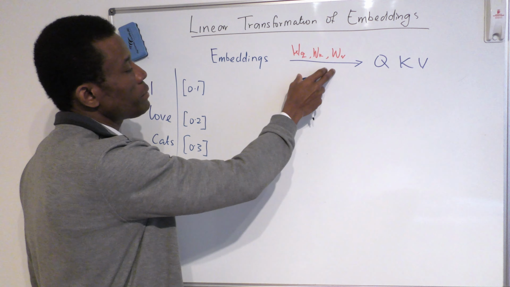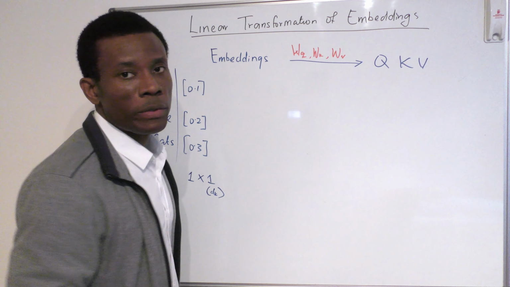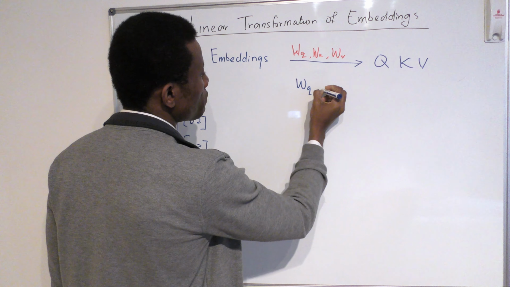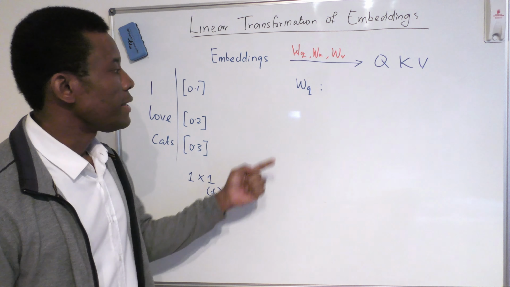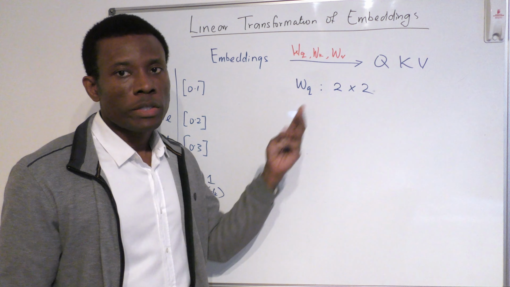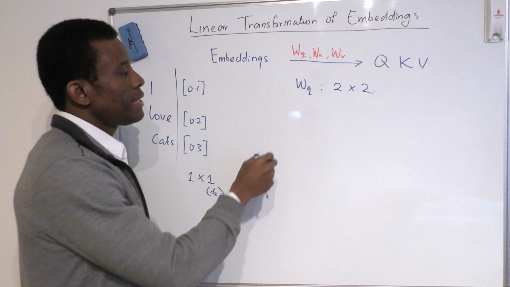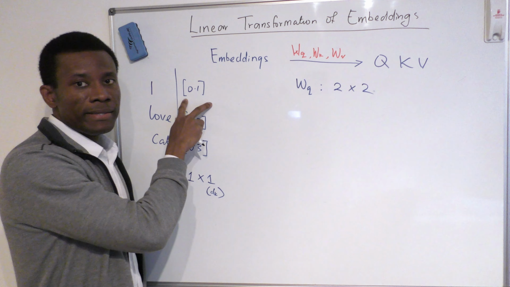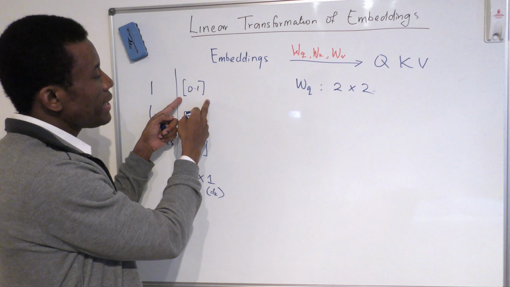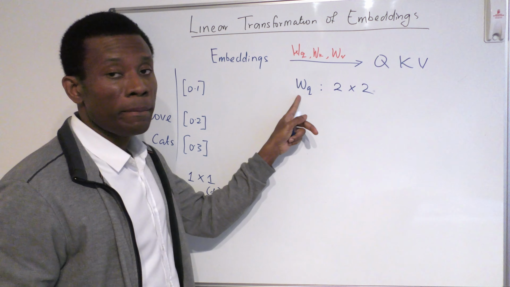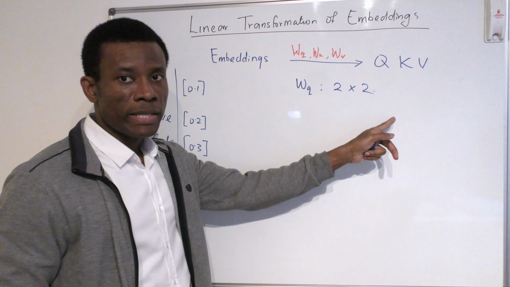Let's now see what WQ, WK, and WV might be. Let's take, for instance, this WQ. What dimension do you think it should have? If this has a dimension of, let's say, 2 by 2, then this multiplication will not work. What it means is that these matrices must take into consideration the embedding size. So in this case, where the embedding size here is 1, this must have a dimension of 1 by whatever.